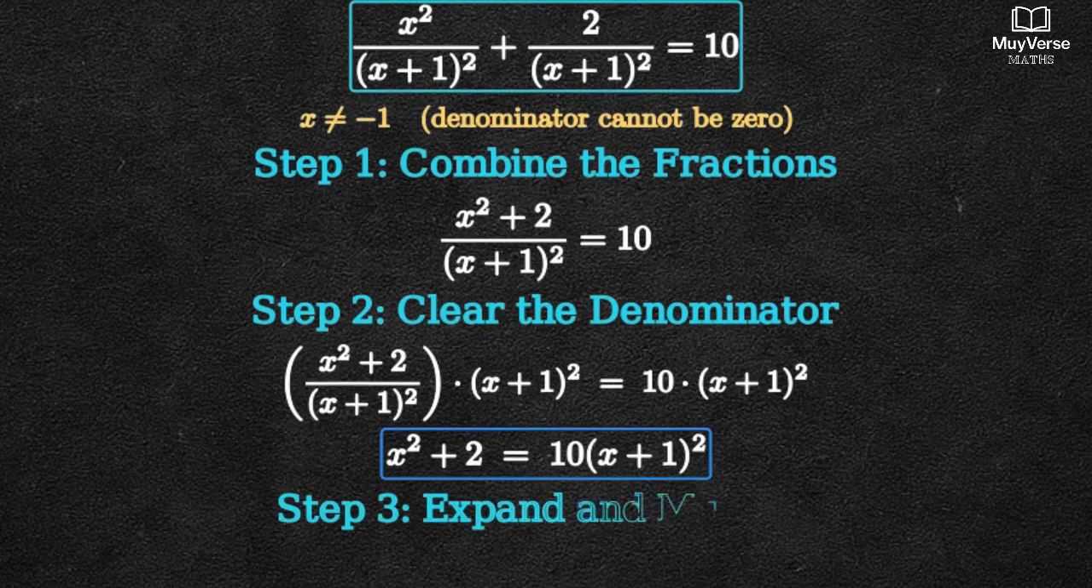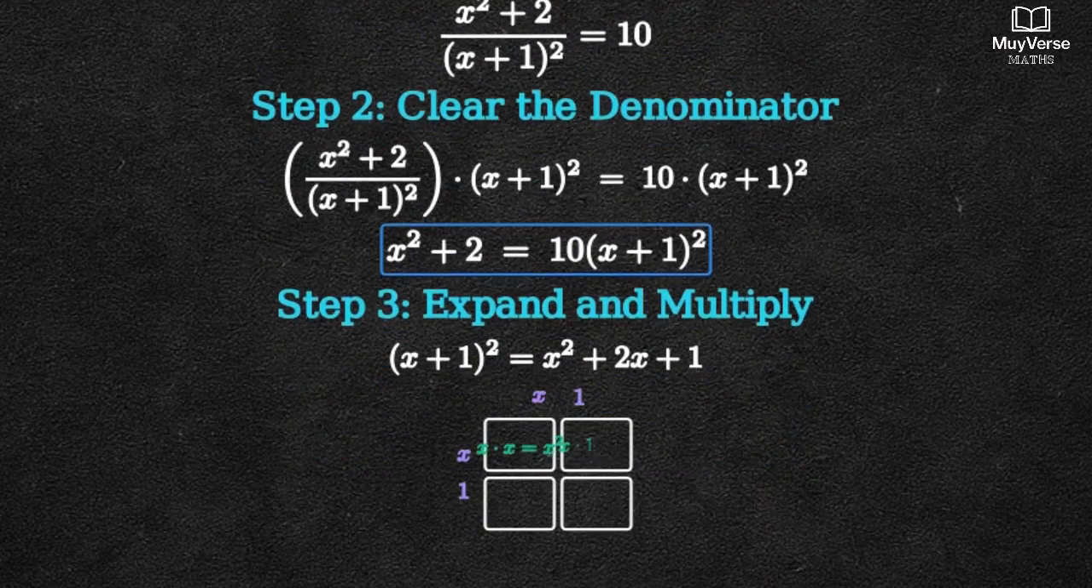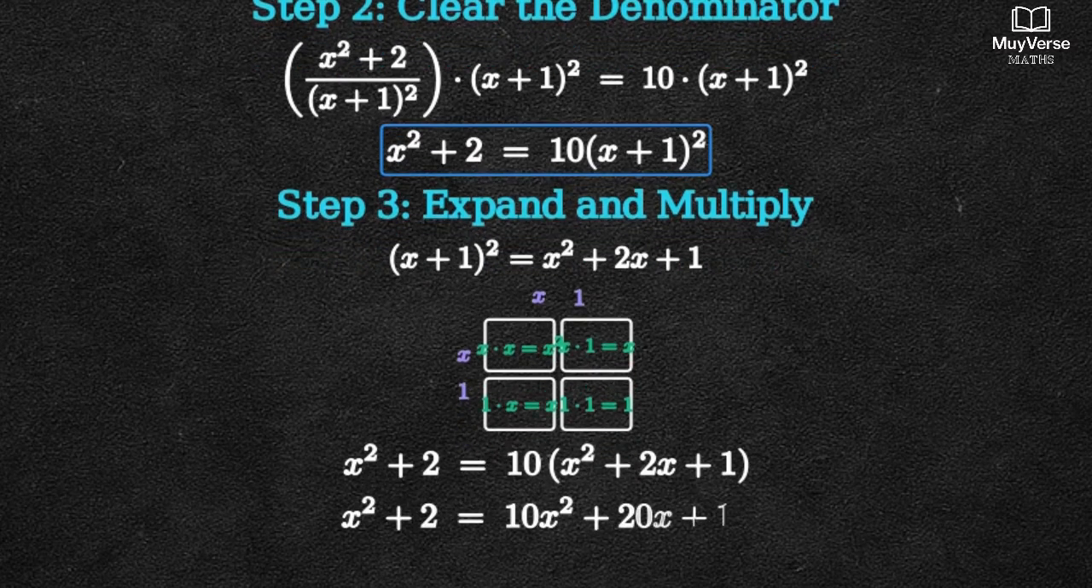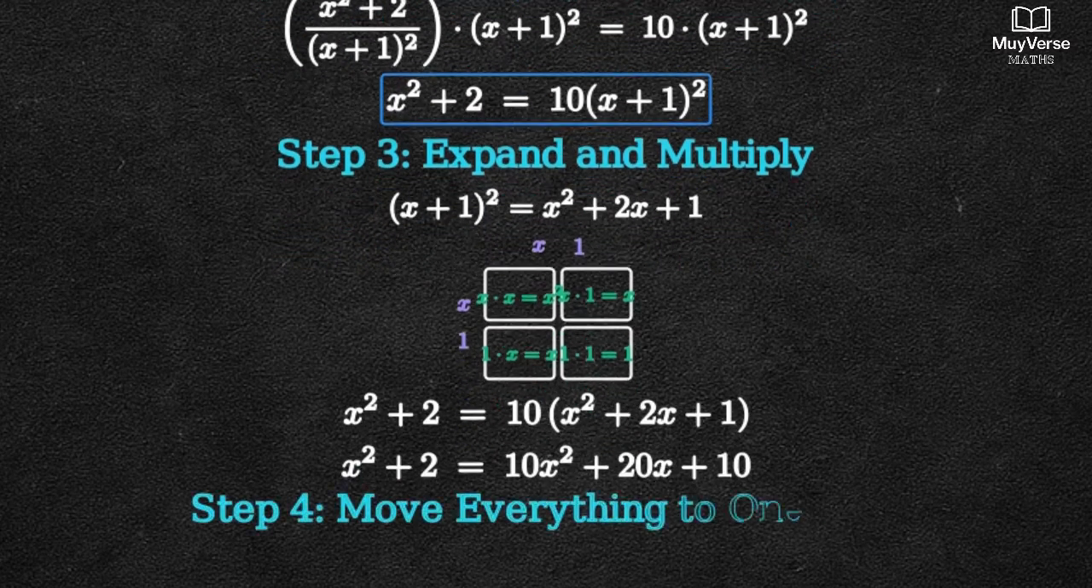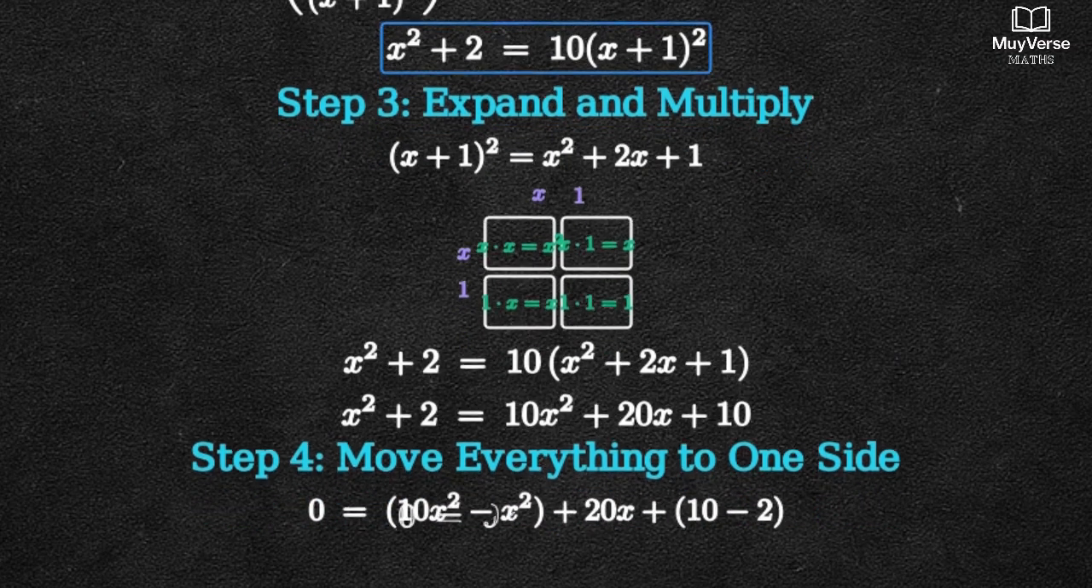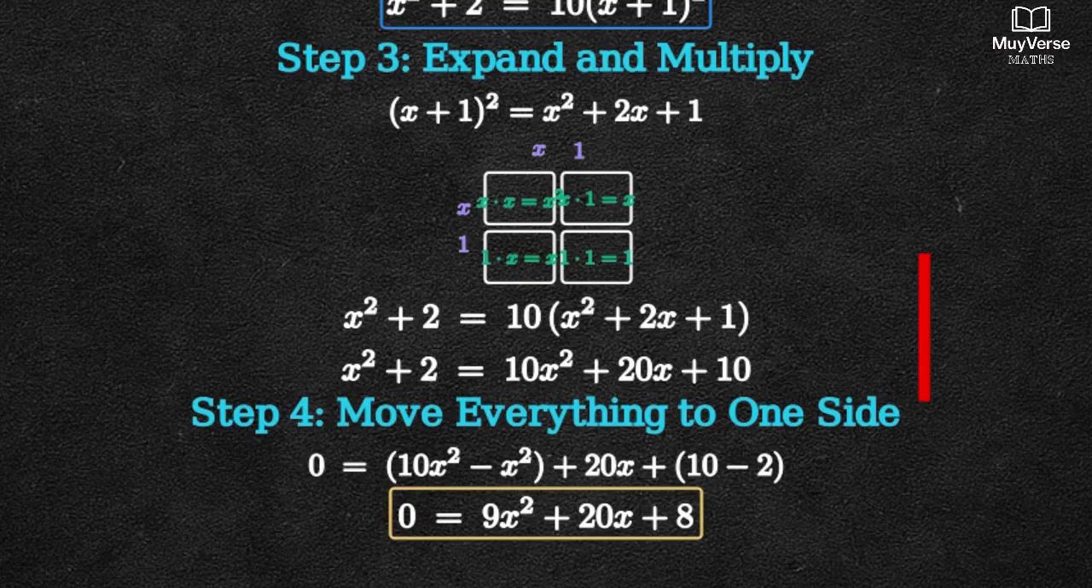Step 3. Expand and multiply. The square of x plus 1 equals x squared plus 2x plus 1. Now multiply that entire expression by 10. Step 4. Move everything to one side. Subtract x squared and 2 from both sides to make the left side 0.